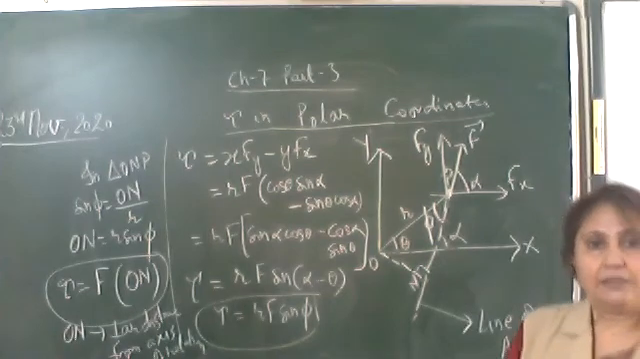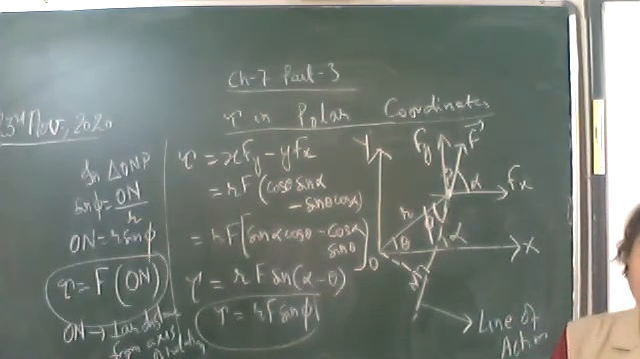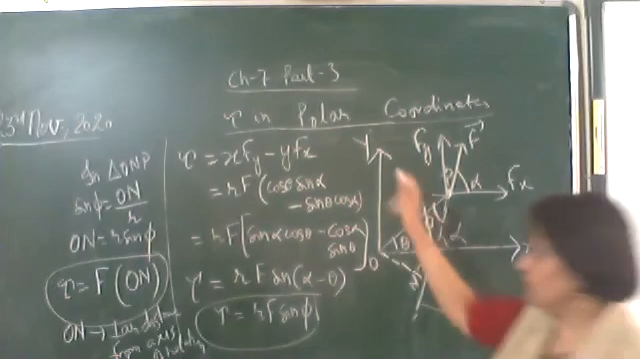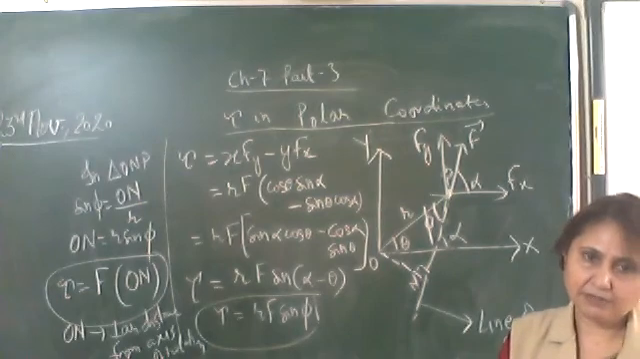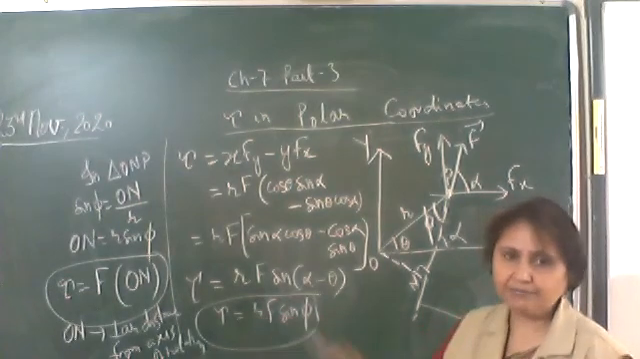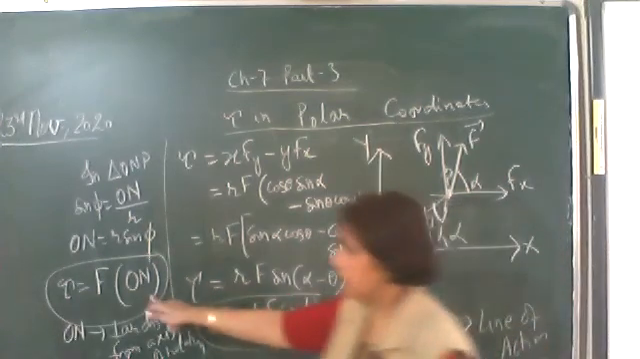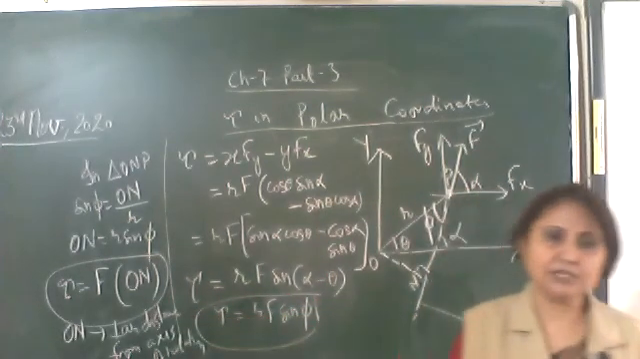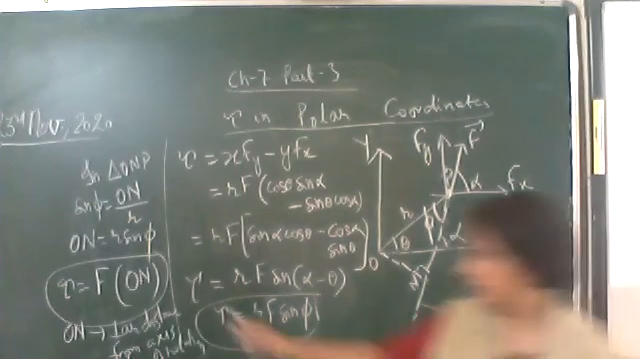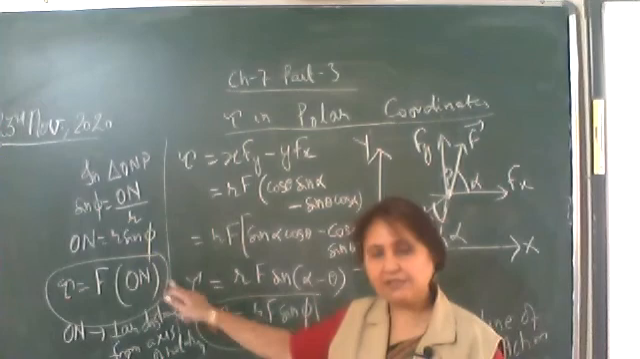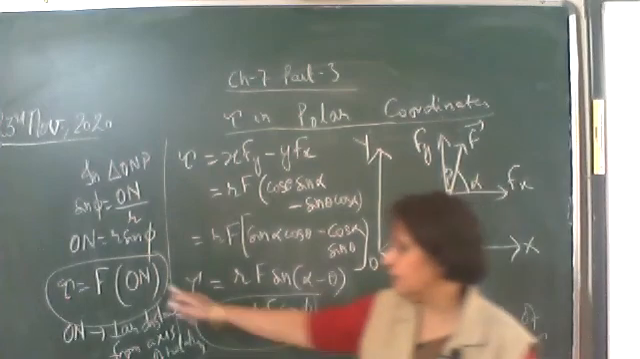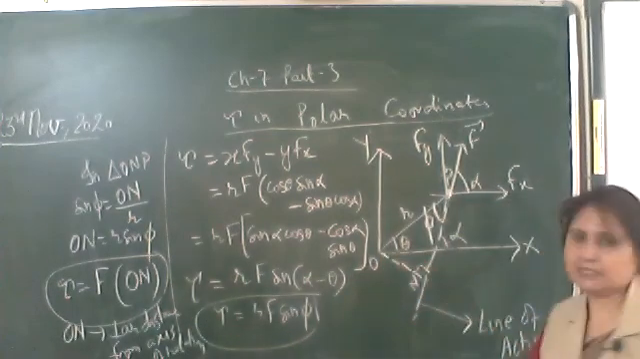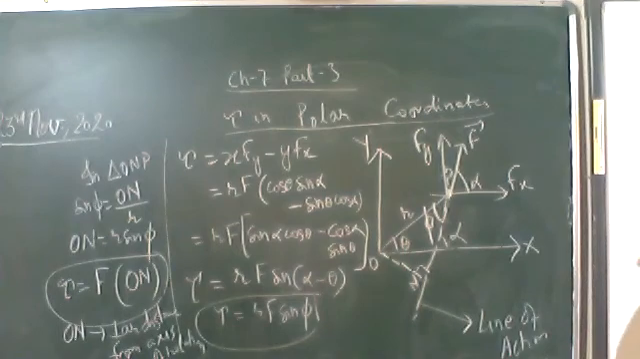So the first expression we have found in Cartesian coordinates: if r and F are in the xy plane, then the tau is acting along the z axis, which is given by xFy minus yFx. Then we have found the expression of tau in polar coordinates, which is equal to r into F into sine phi, where phi is the angle between the r and F vectors. From the same expression, we derived that tau is equal to force into the perpendicular distance from the axis of rotation, because this was the definition of tau. It is the product of force and the perpendicular distance from the axis of rotation. So it is force into this ON, which is the perpendicular distance from the axis of rotation.